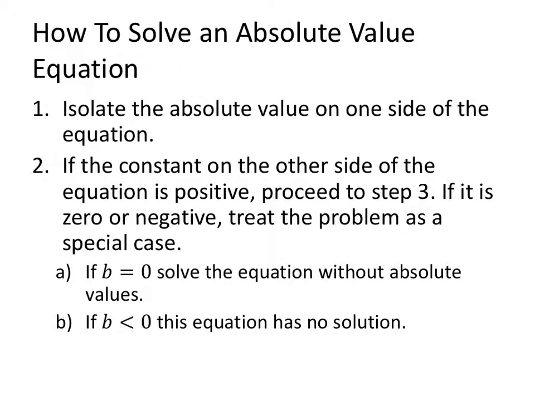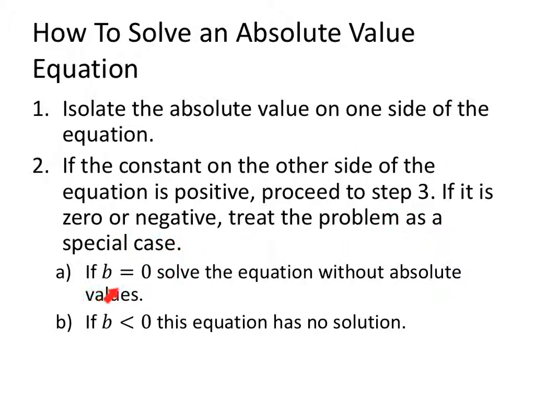So, some steps on how to solve an absolute value equation. First, isolate the absolute value on one side of the equation. We'll use the addition property of equality to peel things away, and then we'll use the multiplication property of equality to peel more things away, to get the absolute value on one side of the equation by itself. This is a great first step for most of the things that we're going to solve. If the constant on the other side of the equation is positive, we'll proceed to step 3. If it's 0 or negative, we have a special case.